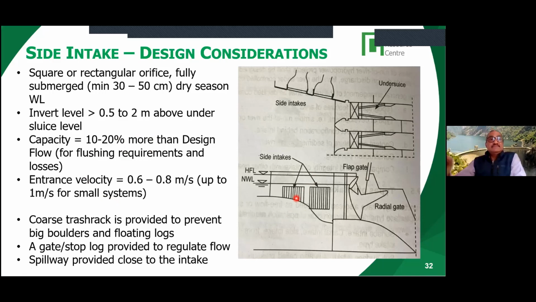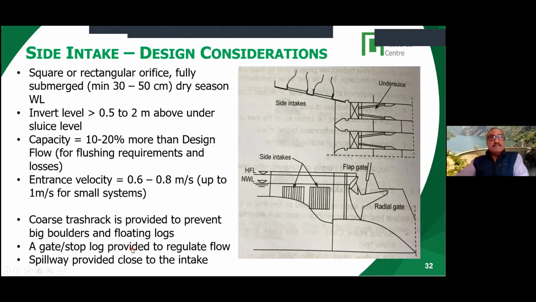On the outside, you provide a coarse trash rack to prevent big boulders and floating logs, which will just stay here and pass through the undersluice gates. The gate or stop log may be provided to regulate flow. The intake can have a gate or a stop log also. And there will be a spillway provided close to the intake. So these are some basic design concepts that are followed when you design the intake.